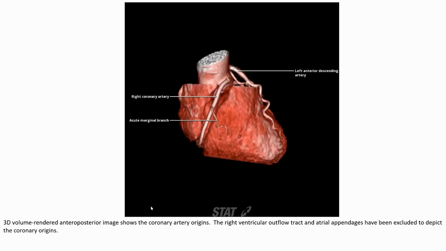This 3D volume render anterior posterior image of the coronary artery origin, the right ventricle outflow tract and atrial appendix have been excluded to inspect the coronary origin. As shown in the image, on the left, extending from the aortic root, we call left anterior descending artery, and the other marker points to the proximal right coronary artery, and extending from this we can see the acute marginal branch.